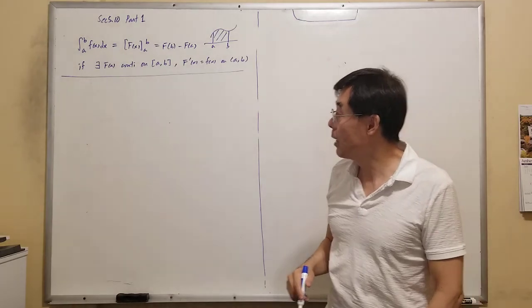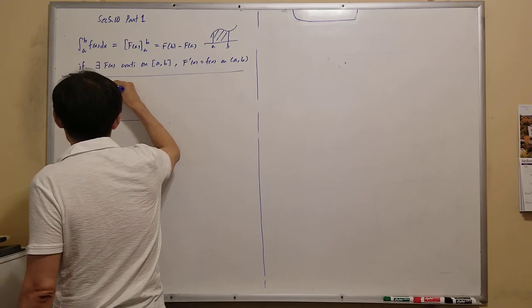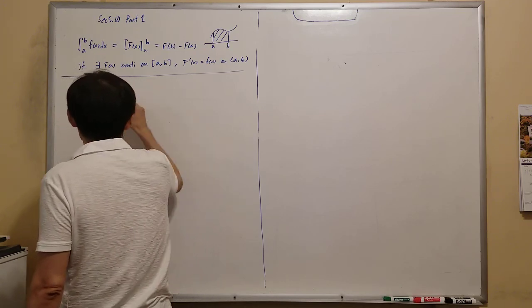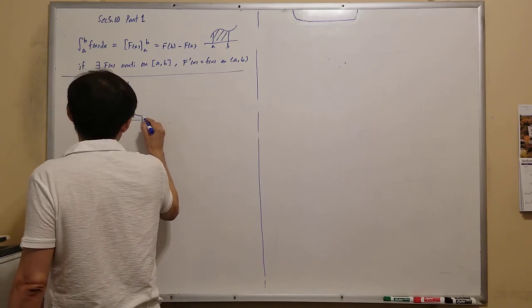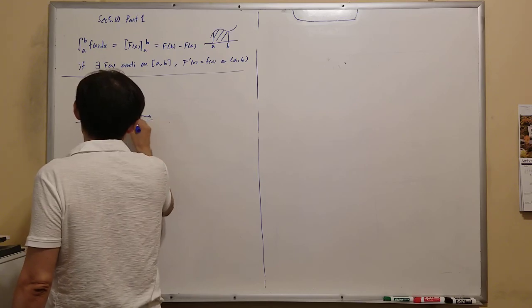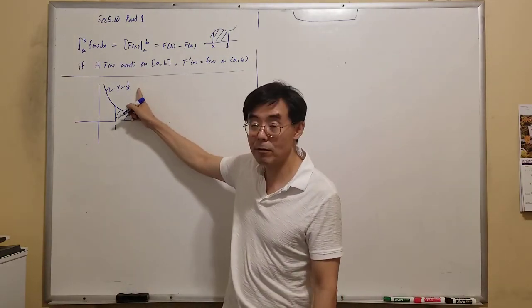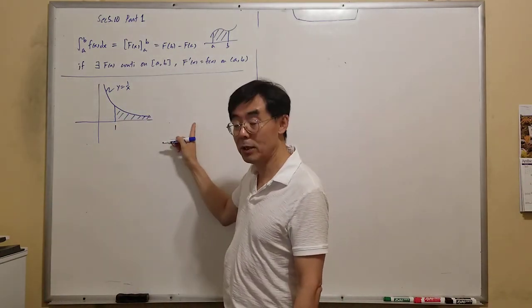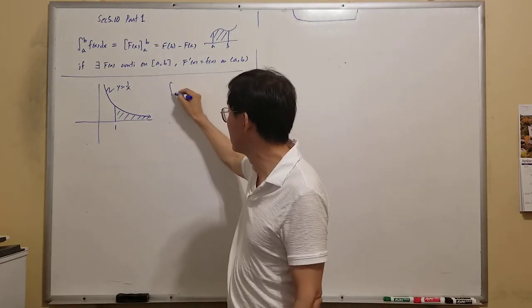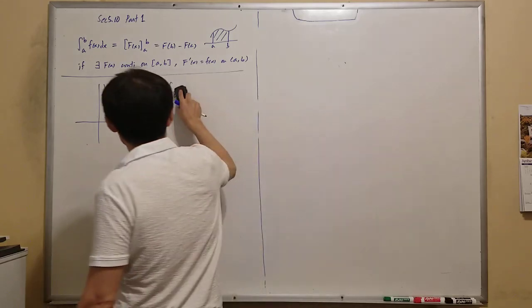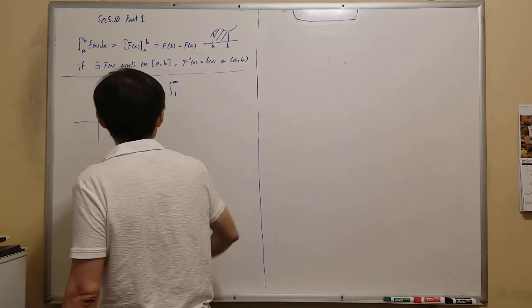Now, what if we are interested, let's say, in y equals 1 over x? Can we think about the area of the region under the graph of y equals 1 over x from 1 all the way to infinity? Can we make sense out of this? The integral from 1 to infinity of 1 over x dx.